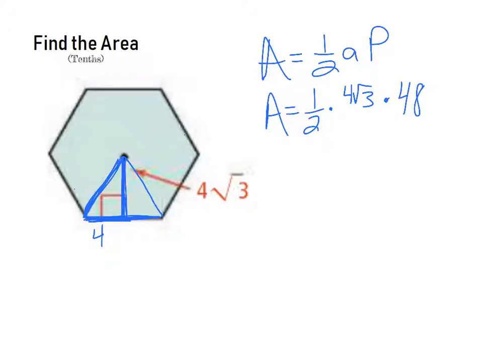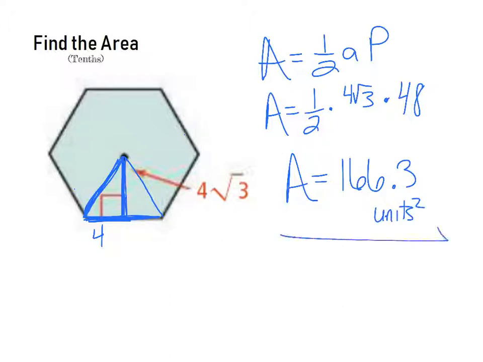All right, I got an area of 166.27, so I'm going to go 0.3. And this one didn't have any units. I could write units squared, I suppose.